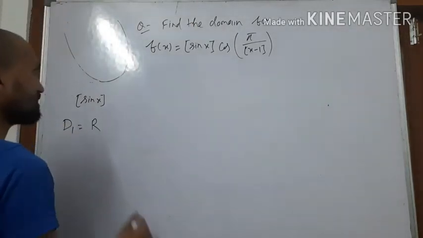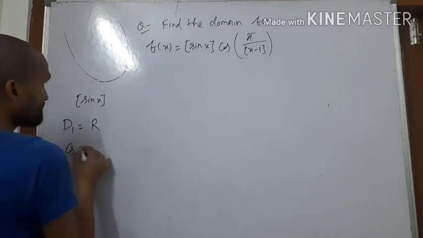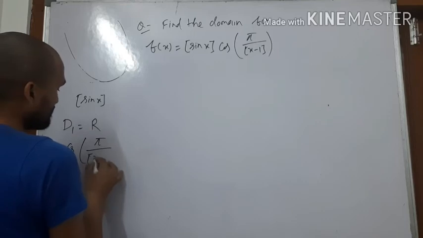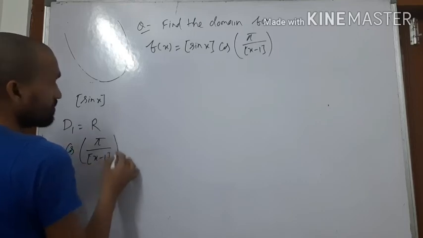Now we should take cos of pi greatest integer x minus 1.